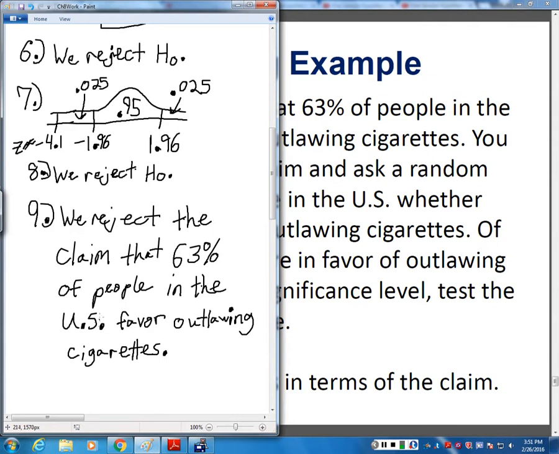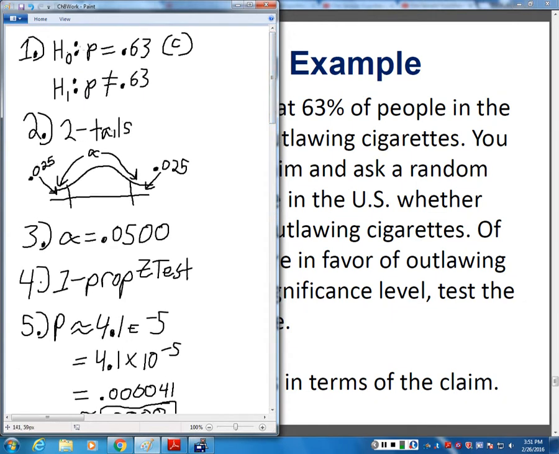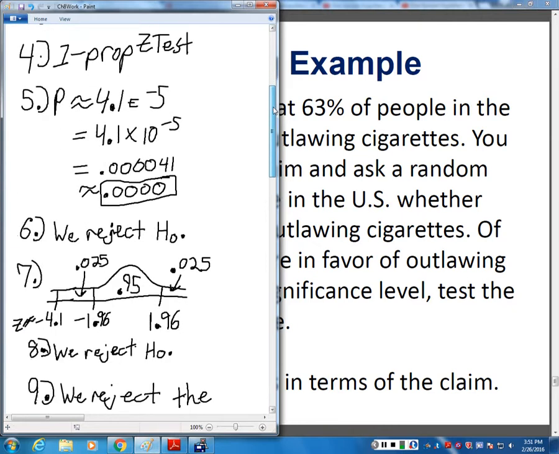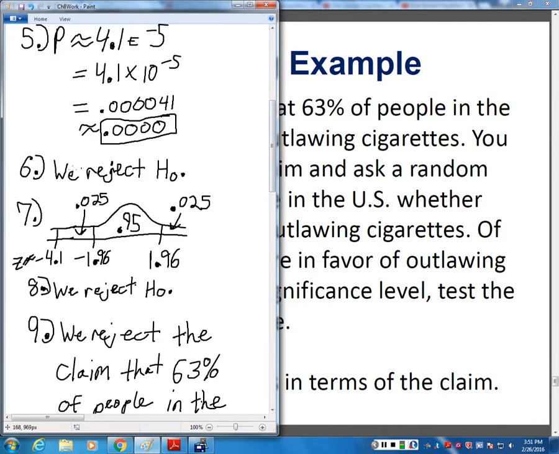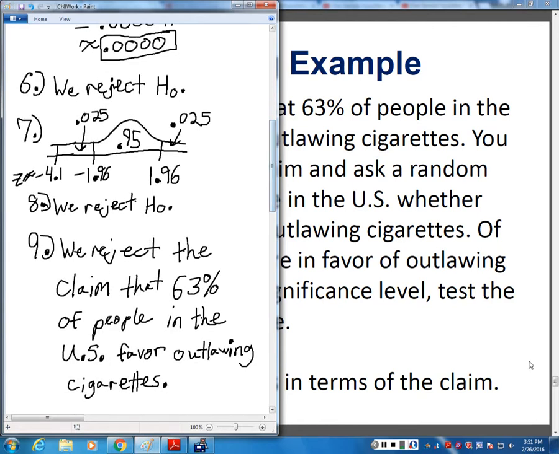And when I put that in context, we get that we reject the claim that 63% of people in the U.S. favor outlawing cigarettes. Again, we reject the claim because the claim was the null hypothesis, H sub 0, and the result of our hypothesis test was that we had enough evidence to reject the null hypothesis based upon the rare event rule for inferential statistics.